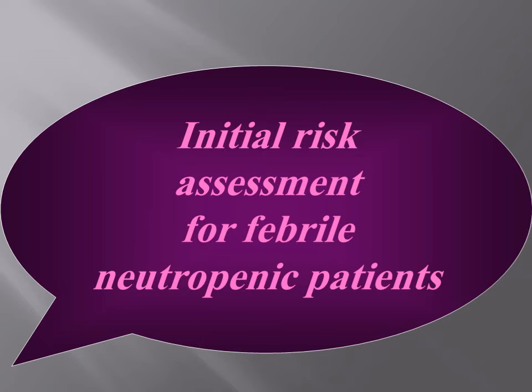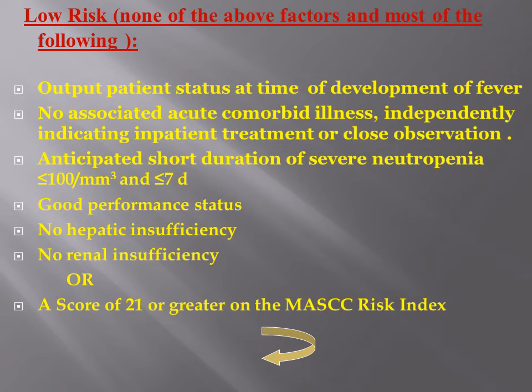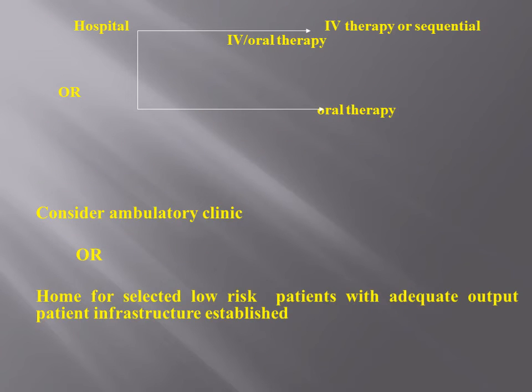Initial risk assessment for febrile neutropenic patients. High risk patients who have any factor listed below should be admitted to hospital with IV antibiotic therapy. Low risk patients who have none of the above factors and most of the following should either be admitted to hospital with IV therapy or sequential IV oral therapy or just oral antibiotic therapy. Consider ambulatory clinic or home treatment for selected low-risk patients with adequate outpatient infrastructure established.